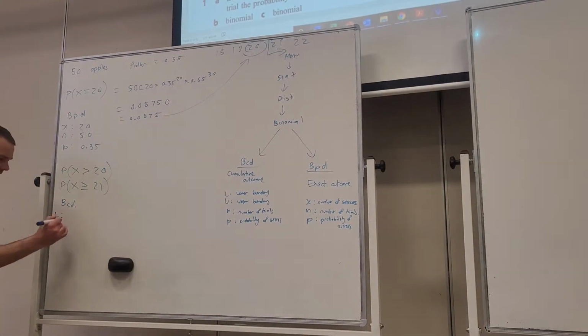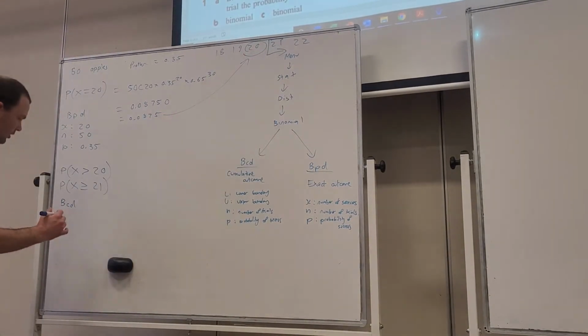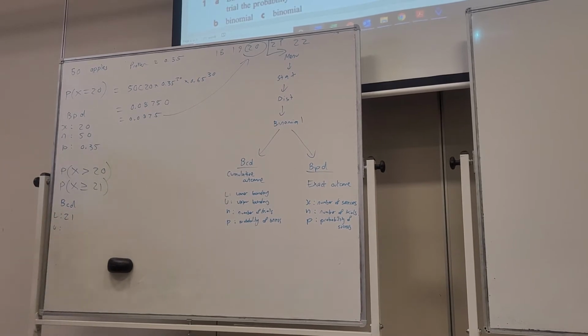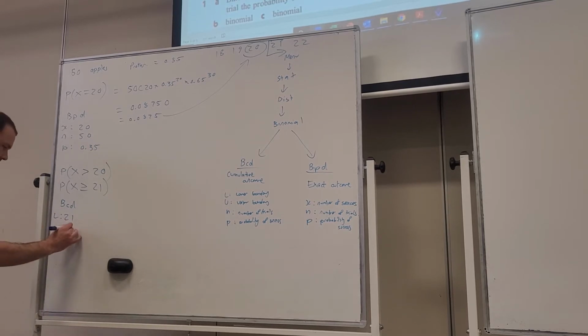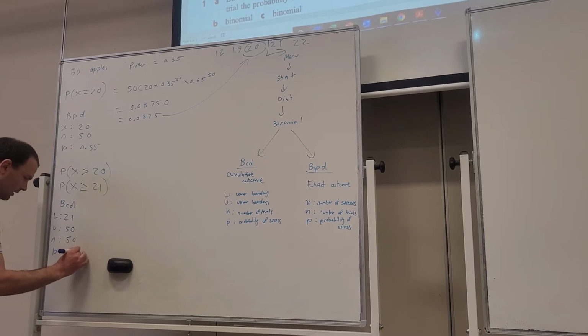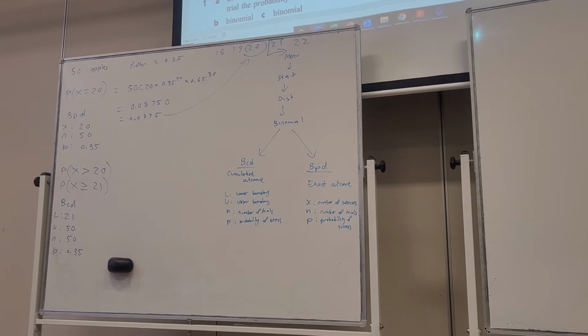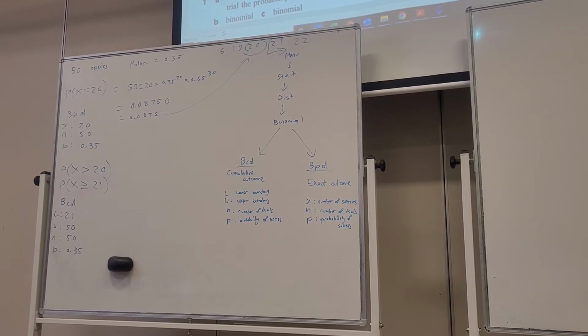The lower boundary is the lowest possible event we're talking about. What's the lowest amount of apples that could be rotten? 21. What's the upper boundary? That's the highest amount of apples that could be rotten. We're talking about 50, because we've got 50 apples in the crate. The number of trials is 50, and the probability of it being rotten is 0.35. So that's going to be 20.